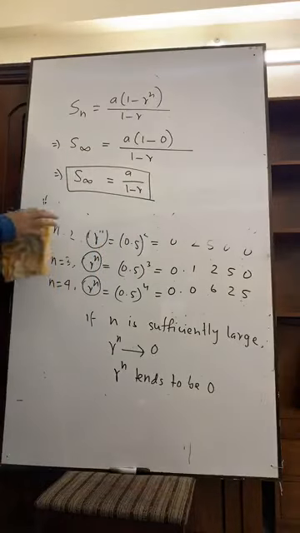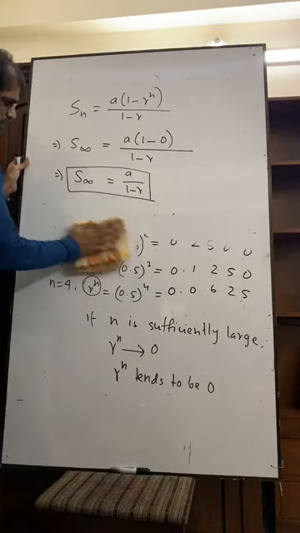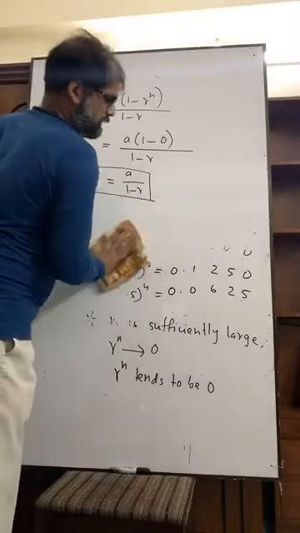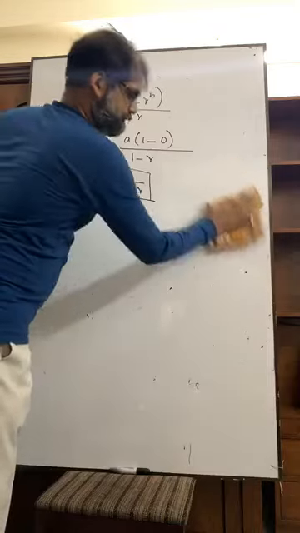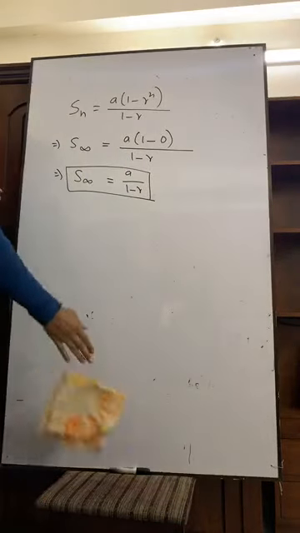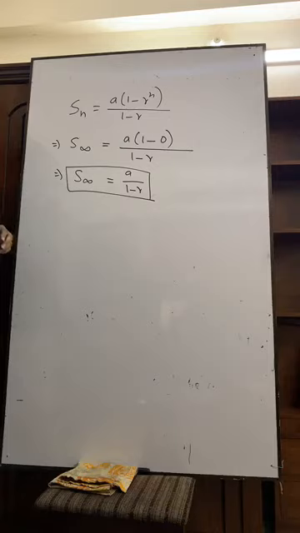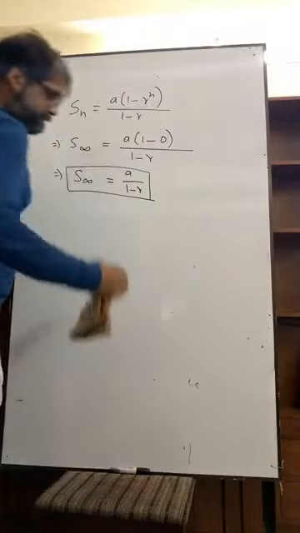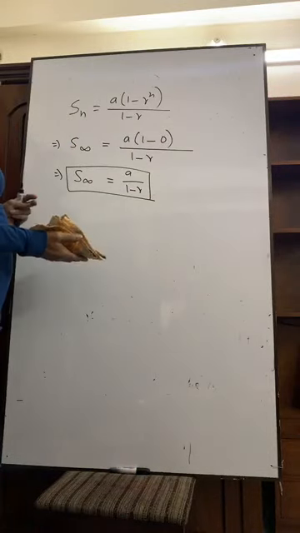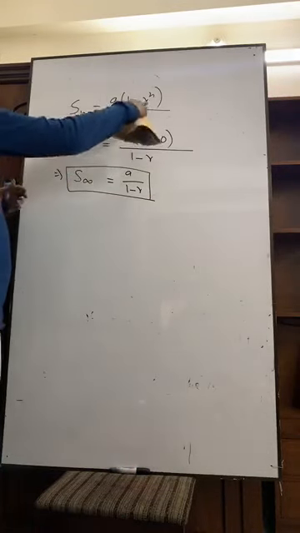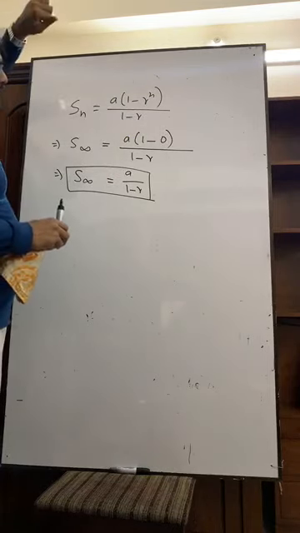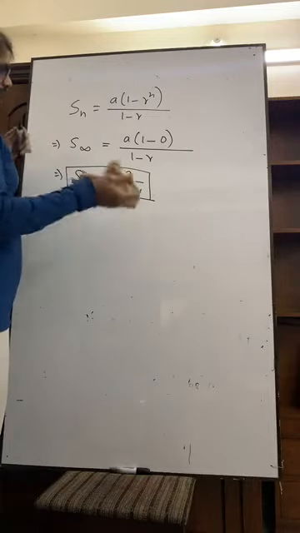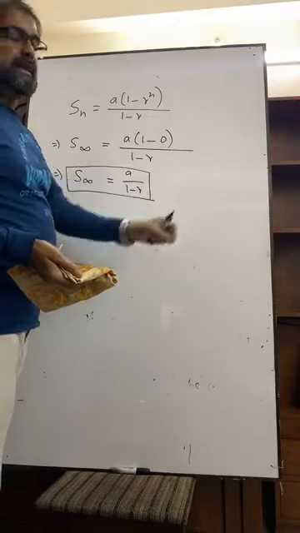In question number C, we will need this formula. Now we are going to question number C. Let's go to question number C. Is it done? r to the power n equals 0. As I told you, 0.5 whole to the power 999 is equal to 0.